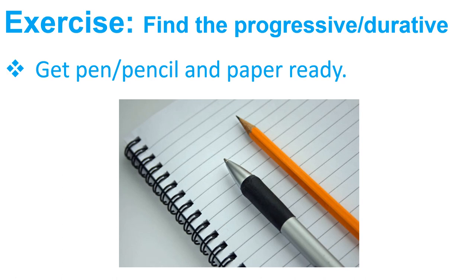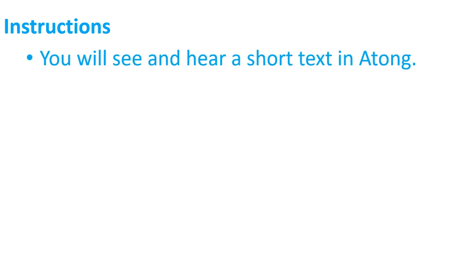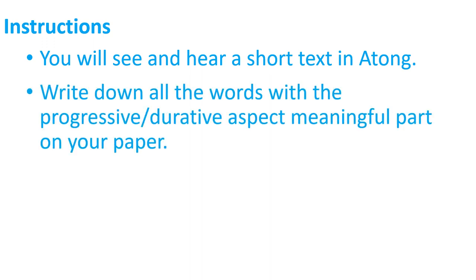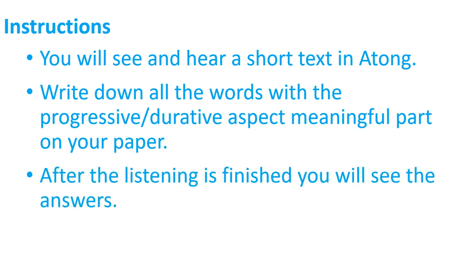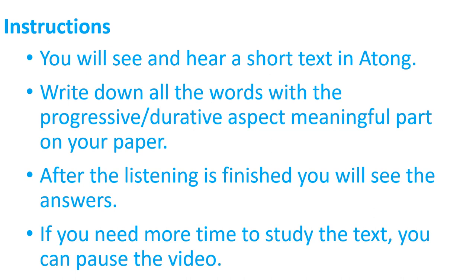Let's do an exercise to see what you have remembered. For this exercise, please get pen or pencil and paper ready. We are going to find the meaningful part ok, ak, and k in a text. Instructions. You will see and hear a short text in Atong. Write down all the words with the progressive durative aspect meaningful part on your paper. Then, after the listening is finished, you will see the answers. If you need more time to study the text, you can pause the video.